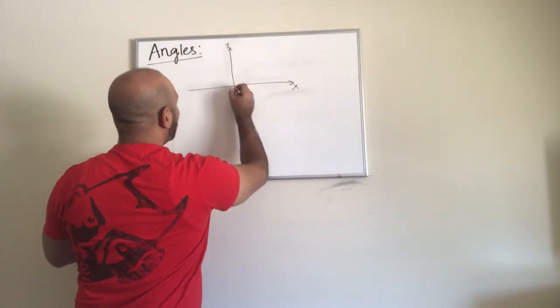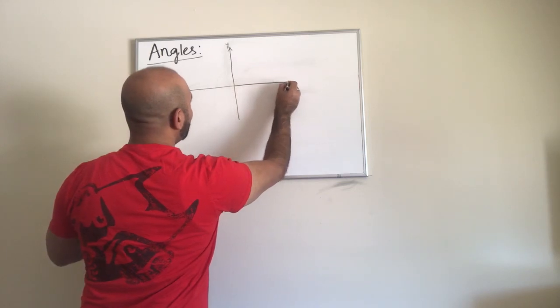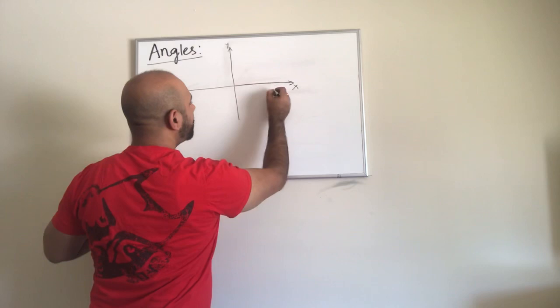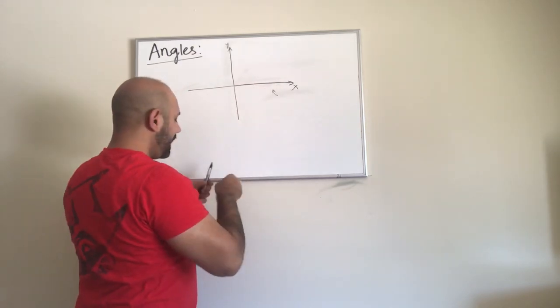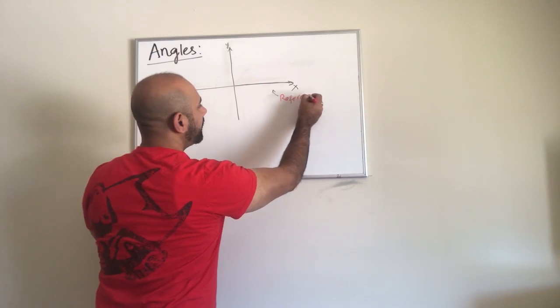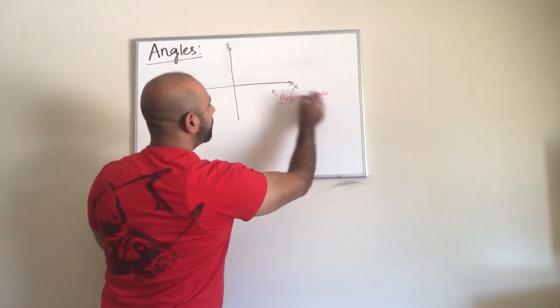Guys, keep in mind, we like to think of this as our fixed side. Our angles are always measured with respect to this as the reference side. So this is also thought of as a reference side, and let me label this. This is called the reference side. So guys, we measure angles with respect to this reference side.